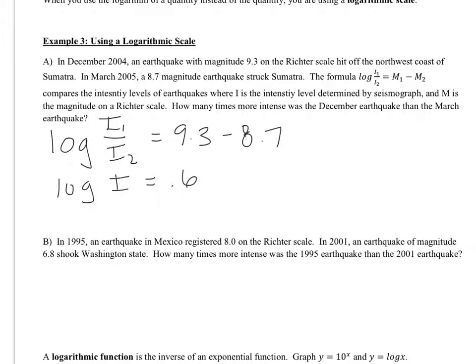Now I want to solve this. I can rewrite this as an exponential function. Remember, this is base 10. So I'm going to go 10 to the 0.6 power is equal to that I1 over I2. If you do 10 to the 0.6 power in your calculator, you get 4. So that new earthquake was 4 times larger in intensity. So you should try the next one, the B, by yourself.